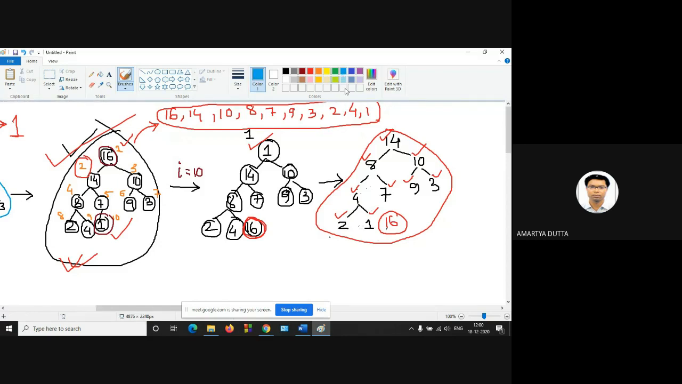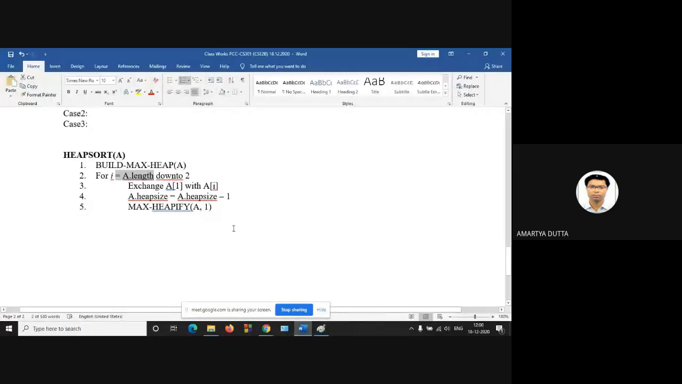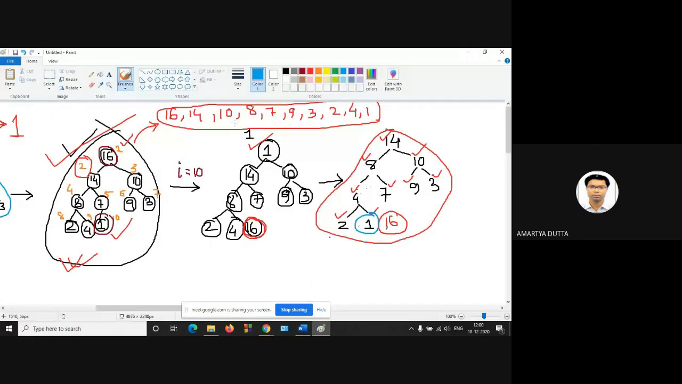So starting from a.length down to 2, you have to again call the three lines. So exchange A1 with Ai. Now A1 with Ai replace. So what should I write? A1 with Ai. Anyone? So 14 will be replaced with 1. So 14, this will be your 1, and this will be 14.